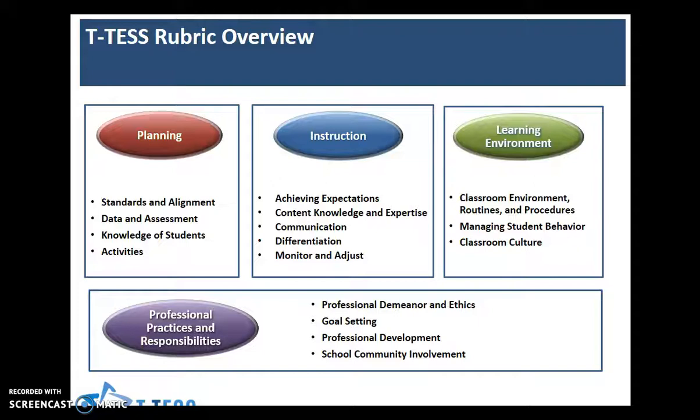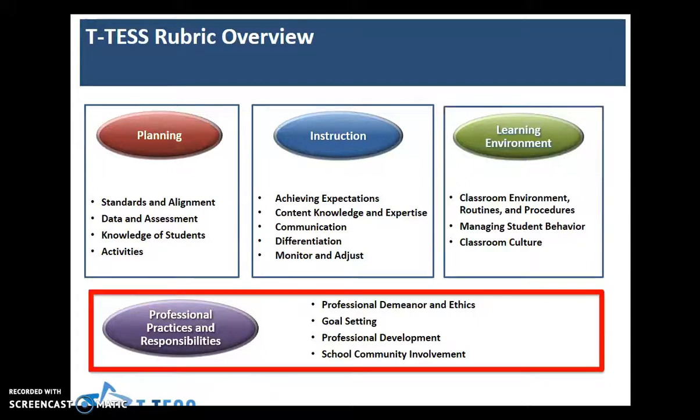The T-TESS rubric includes 4 broad categories or domains and 16 dimensions. Let's look at those areas. Planning, which includes standards and alignment, data and assessment, knowledge of students and activities. Instruction, which includes achieving expectations, content knowledge and expertise, communication, differentiation, monitoring and adjusting. The learning environment, which includes classroom environment, routines and procedures, managing student behavior and classroom culture, and professional practices and responsibilities, which includes professional demeanor and ethics, goal setting, professional development, school community involvement.